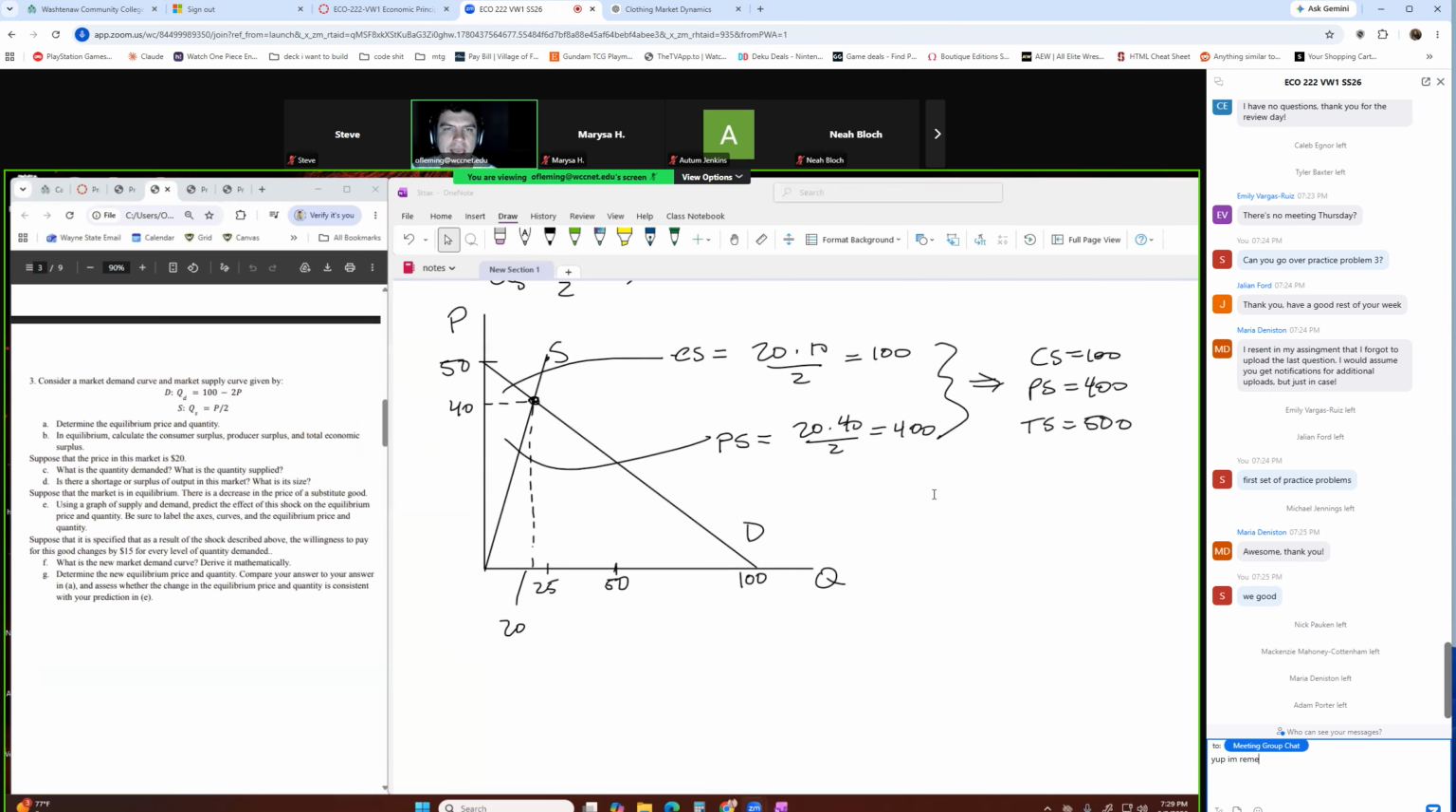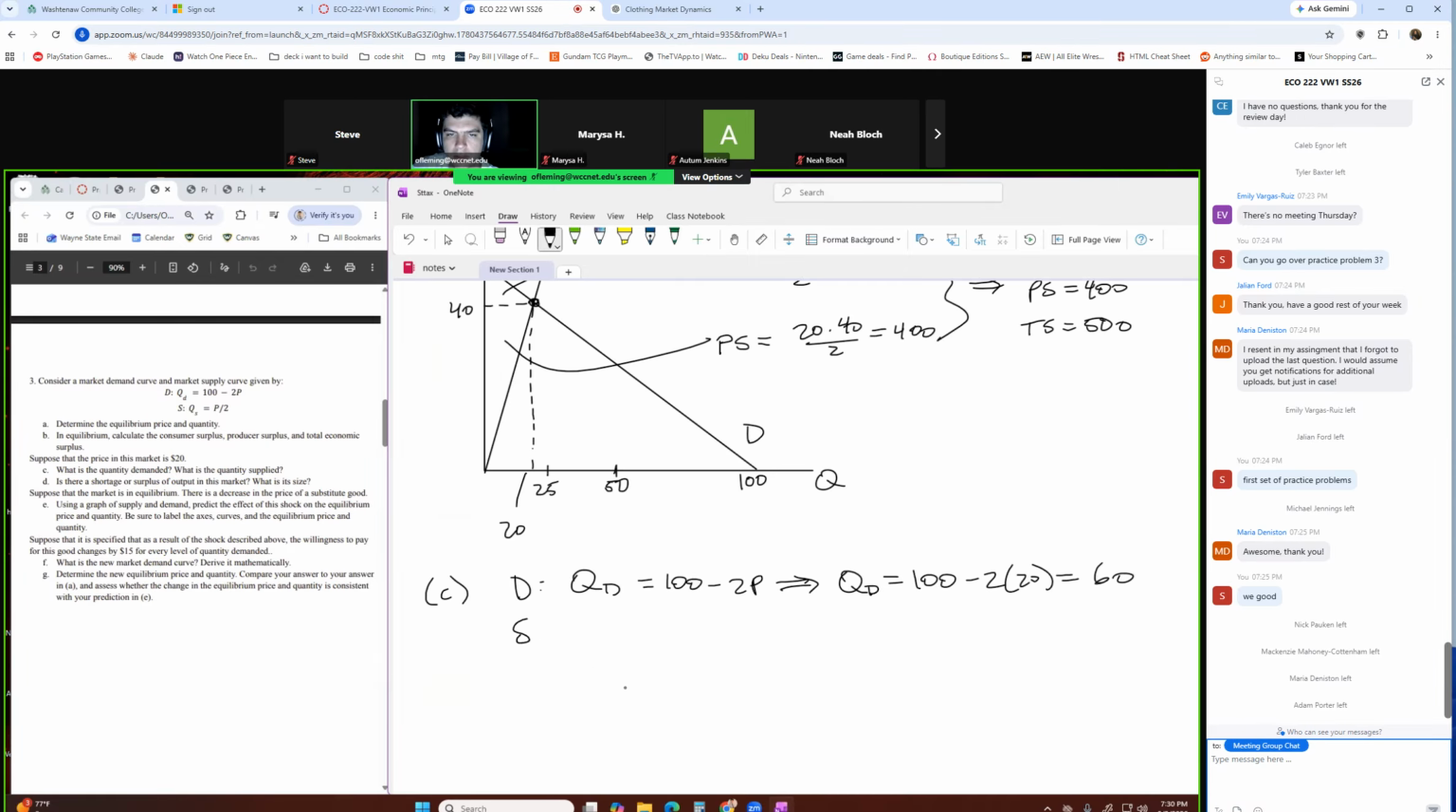Okay, and then in C, suppose that the price in this market is 20. What is the quantity demanded? What is quantity supplied? So we know from demand that quantity demanded is equal to 100 minus 2P. Now, at a price of 20, this is going to be 100 minus 2 times 20, which is going to give us 60. And supply, quantity supplied, is P over 2, right? Which means that quantity supplied, if the price is 20, is going to be 20 over 2, which is 10, right?